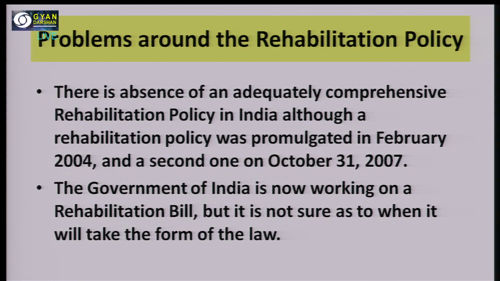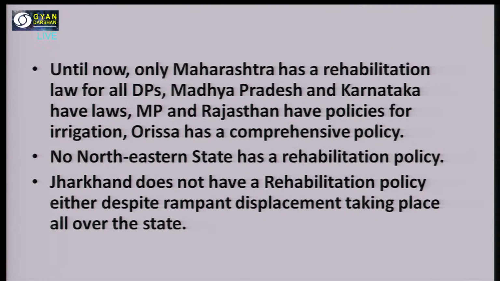Now, there is an absence of an adequately comprehensive rehabilitation policy in India, although a rehabilitation policy was promulgated in February 2004 and a second one on October 31st, 2007. The government of India is now working on a rehabilitation bill, but it is not sure as to when it will take the form of law. So, a law is much more important than a bill. Until now, only Maharashtra has a rehabilitation law for all displaced persons. Madhya Pradesh and Karnataka have laws. Madhya Pradesh and Rajasthan have policies for irrigation. Orissa has a comprehensive policy.